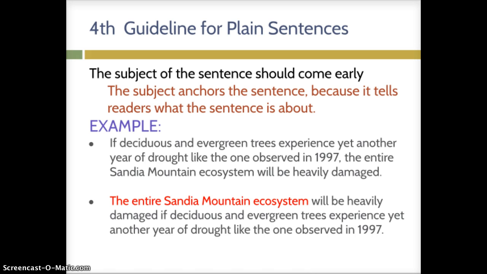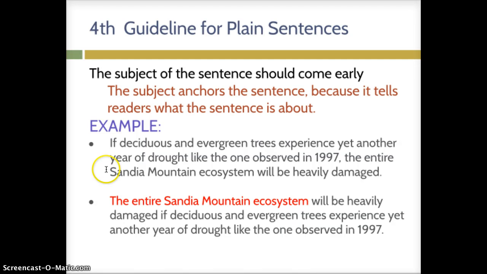So the fourth guideline for plain sentences is that the subject of the sentence should come early because the subject anchors the sentence because it tells readers what the sentence is about. Here's an example of a sentence that does not have a subject early in the sentence. If deciduous and evergreen trees experience yet another year of drought like the one observed in 1997, the entire Sandia Mountain ecosystem will be heavily damaged.